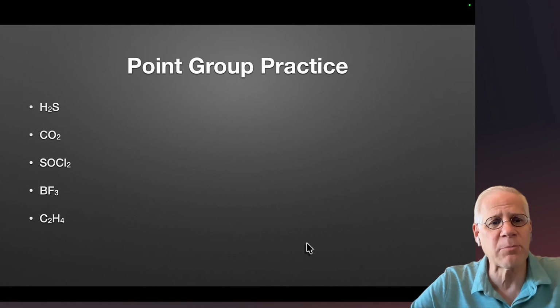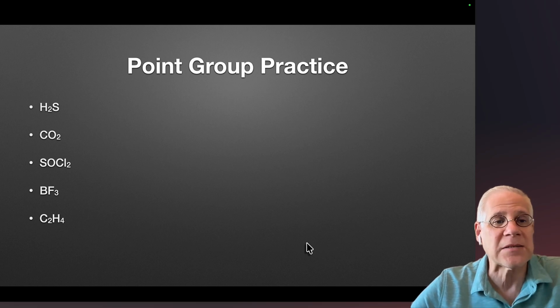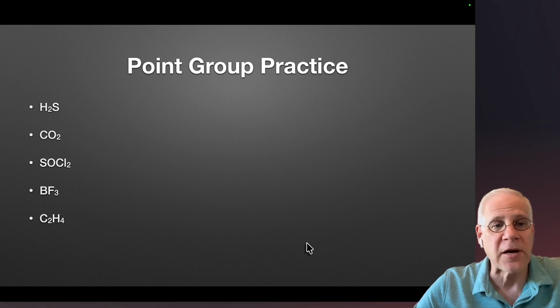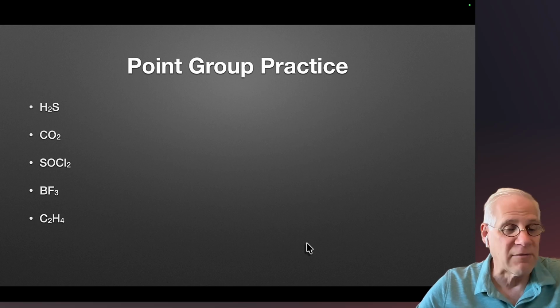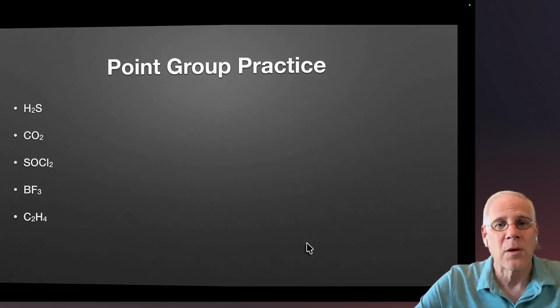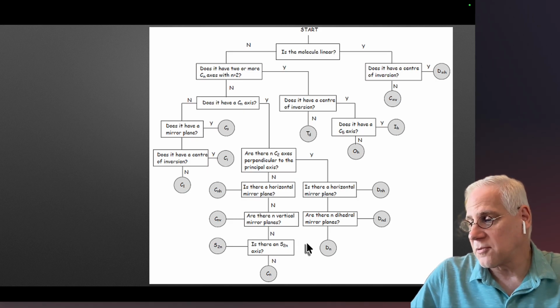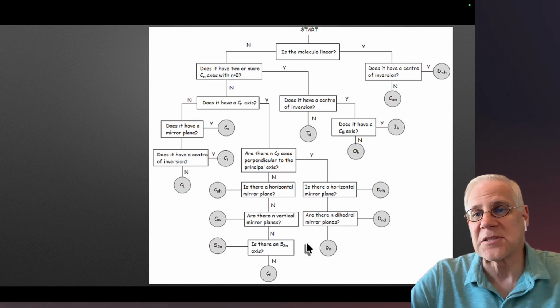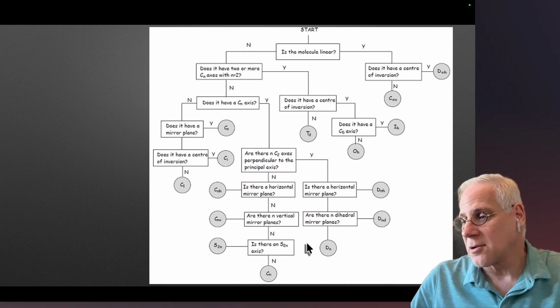So let's take a look at some practice. I'll do the first one for you here on the slide. So we're going to look at H2S, assign its point group. And then I certainly invite you to look at CO2, SOCl2, BF3, and C2H4. If you want to know the answers to see if you got those right, you can certainly look them up online and find what their point group is. But let's go ahead and do H2S, and we'll do it with this flow chart here, which is the same as the more colorful flow chart that was earlier, but this one reads a little bit easier.